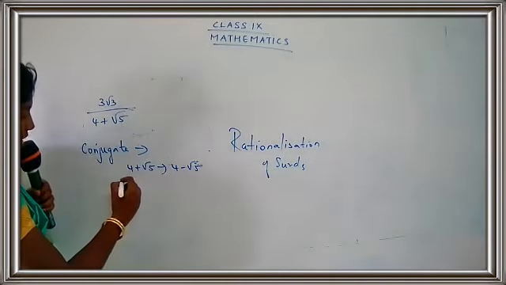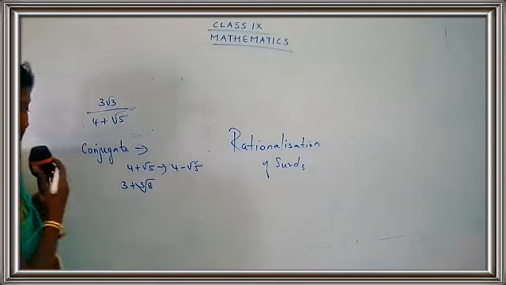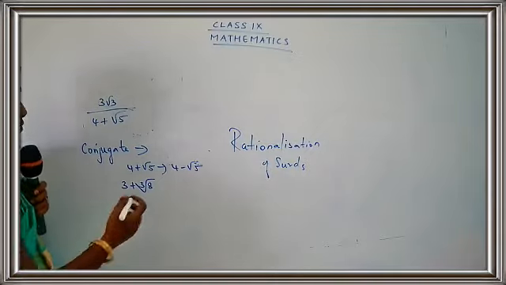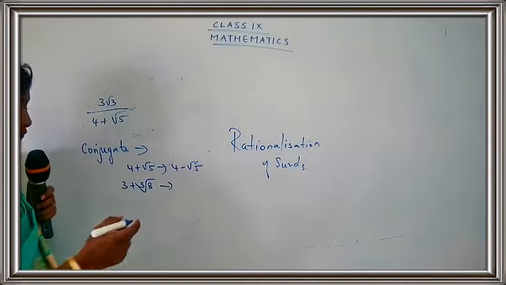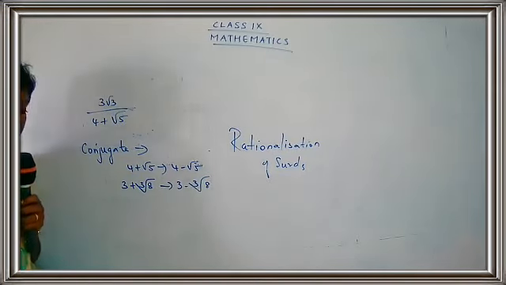If you have a compound surd 3 plus cube root of 8. What is this compound surd here? 3 plus cube root of 8. So what is the conjugate of 3 plus cube root of 8? It's 3 minus cube root of 8. So this is the conjugate.